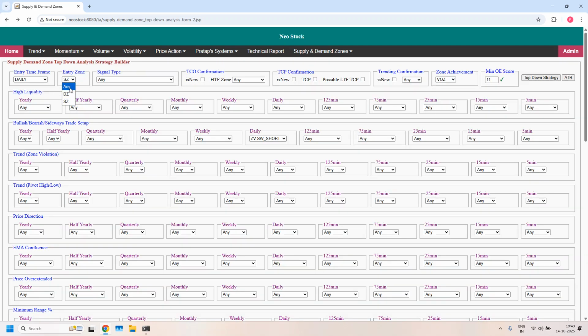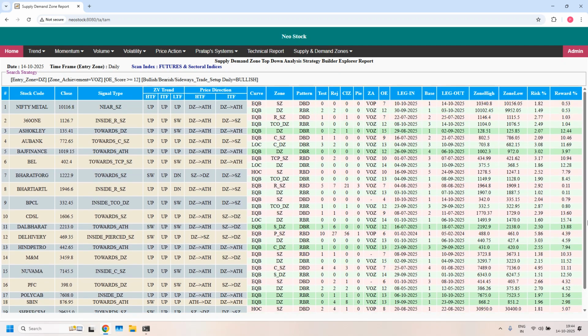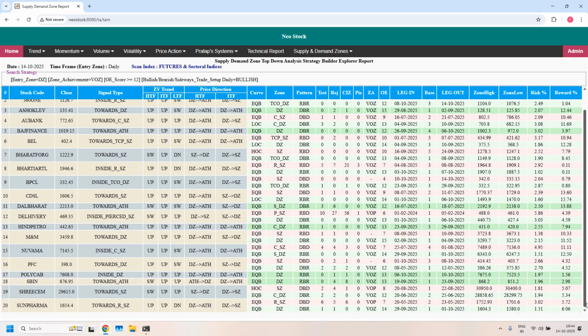Next, bullish trade setup for monthly income trade, daily demand zone, bullish, minimum odd enhance score 12. Total we got 20 stocks, first 18 stocks in the list. All entry time frame zones are daily demand zones. Scrolling the list down, total 20 stocks supporting bullish trade setup for monthly income trade.